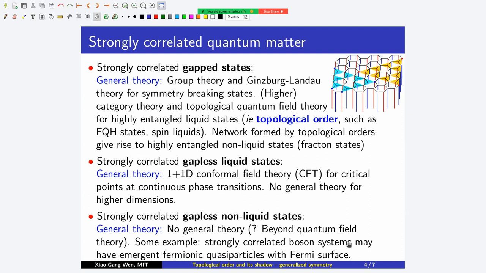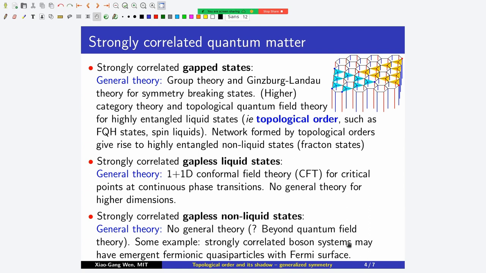So, do you have a Fermi surface or not? Non-liquid means with a Fermi surface, and the liquid means you have a Fermi point. You have the Lorentz symmetry. So those entanglement structures are easier in some sense. When you have a Fermi surface, the entanglement structure is more complicated. That's reflected in the fact that the low energy effective quantum field theory should contain an infinite number of fields.